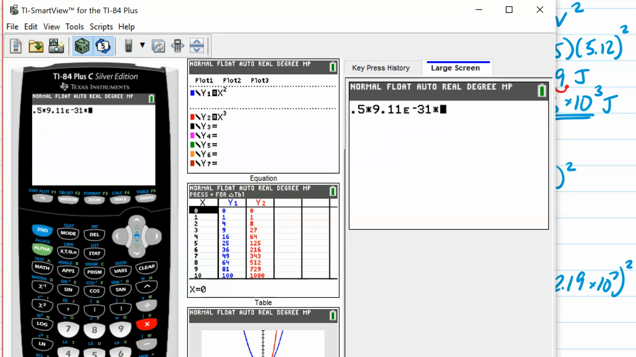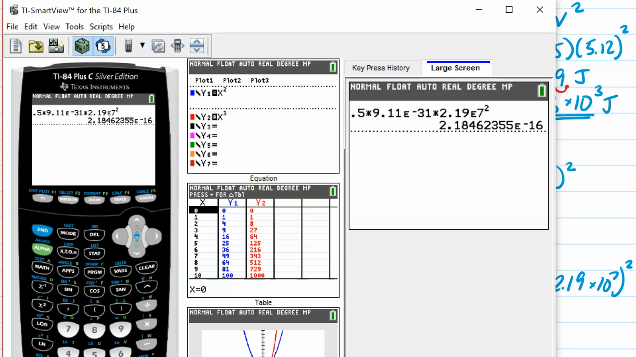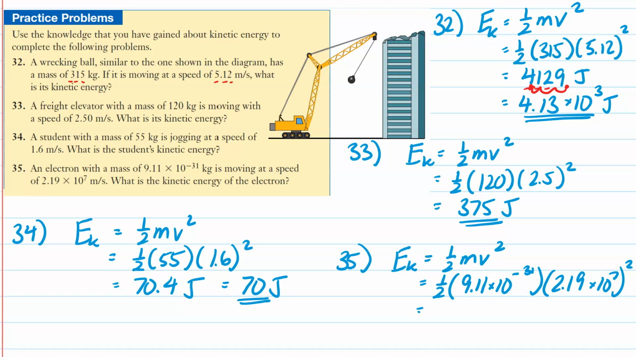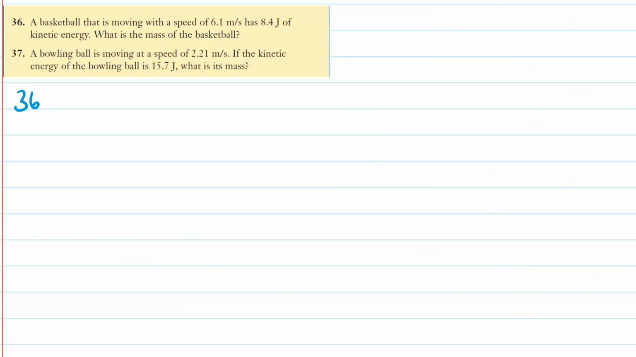And then I'm going to multiply that by 2.19. Again, with the E button, times 10 to the power of 7. And then we're squaring that. So that was a kinetic energy of 2.18 times 10 to the negative 16 joules for your final answer in that case. Looking at 36, a basketball is moving with a speed of 6.1 meters per second, has a certain amount of kinetic energy. What's the mass of the basketball?